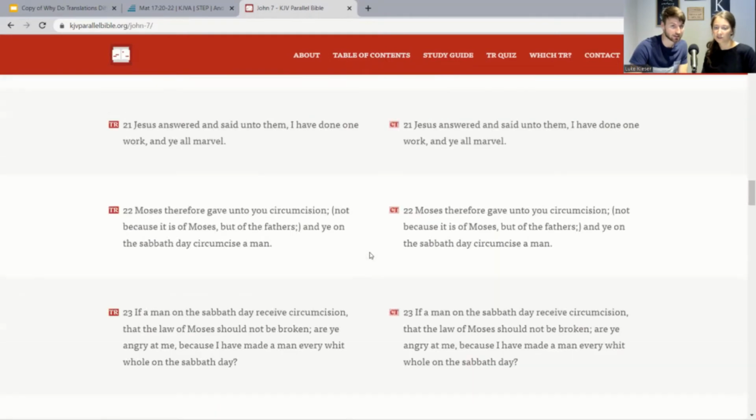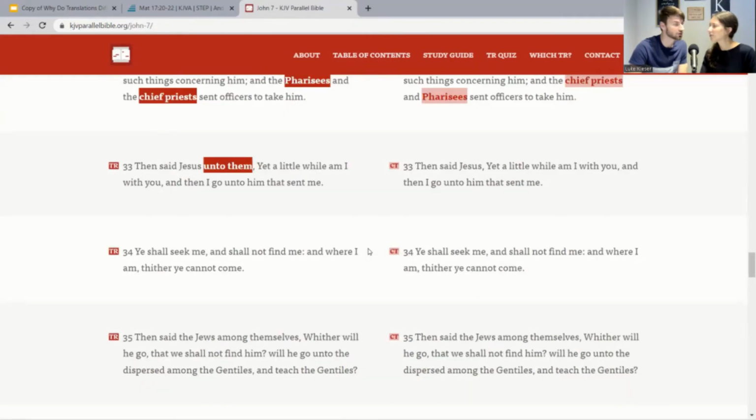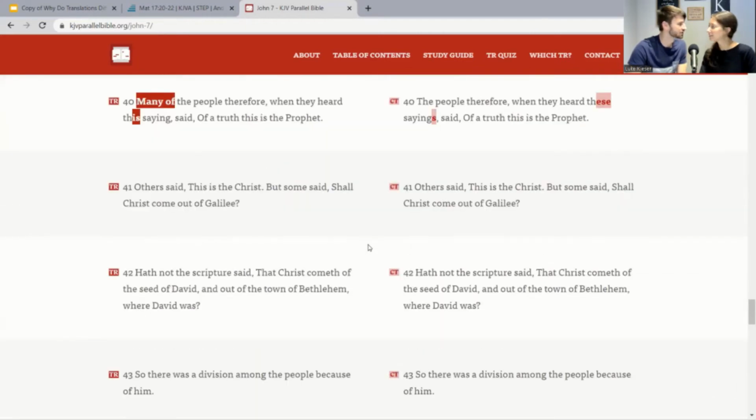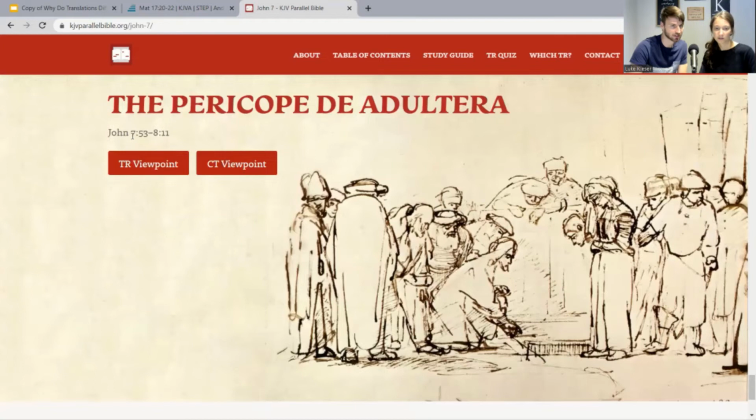And then John 7 is which story? It's the adulterous woman, where Jesus says, he who is without sin cast the first stone. If you come here, it's right here, John 7:53 to 8:11. And they tell you, here's the TR viewpoint, here's the CT, the critical text viewpoint. So the story of the adulterous woman is included in the Textus Receptus, but not included in the critical text. Right. The whole story is missing.